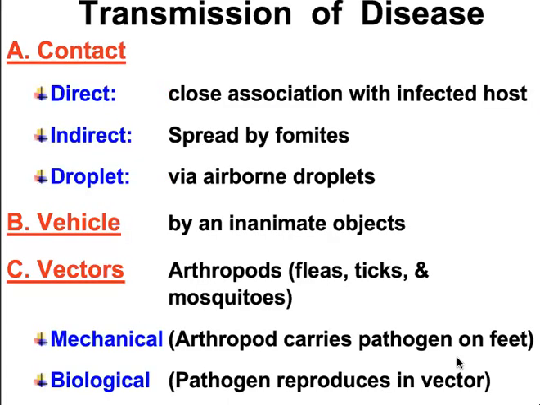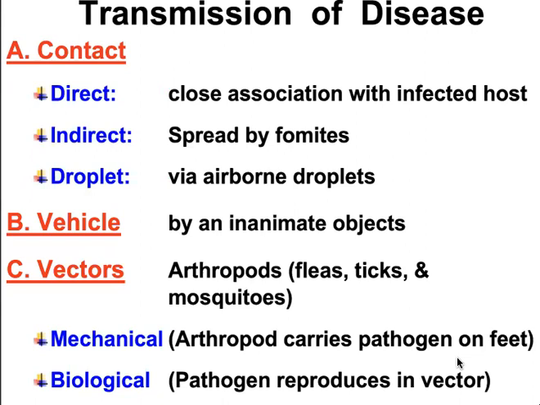Okay? So transmission of disease. O di ba nag-usap talaga tayo, chain of infection. So transmission of disease, syempre, pwedeng pinaka-common is direct contact. Okay? Under contact, we have direct, indirect, and droplet. Pag direct, close association with infected host.